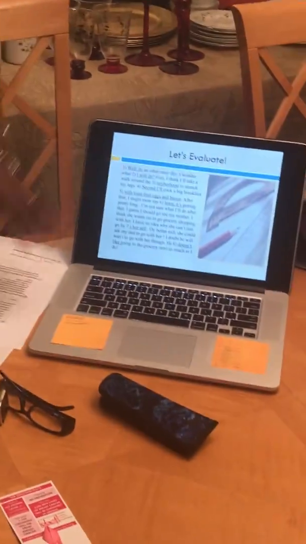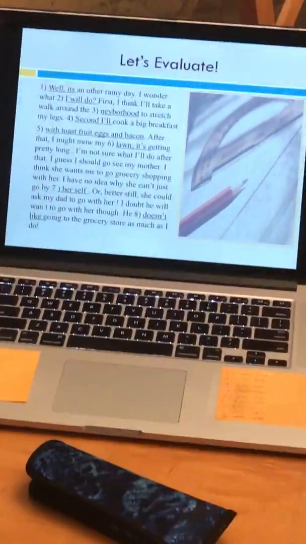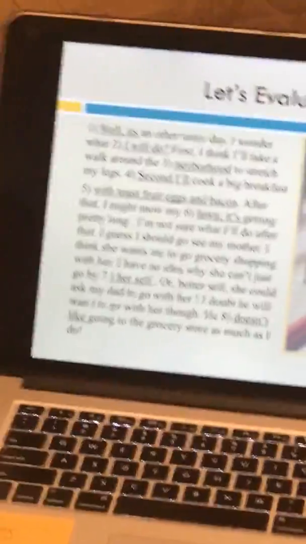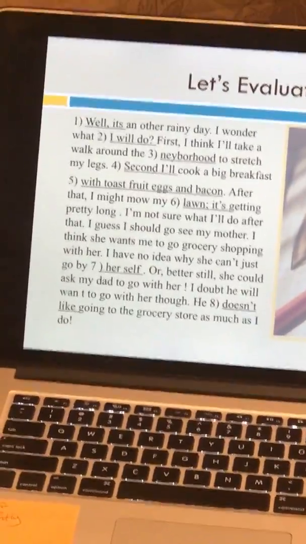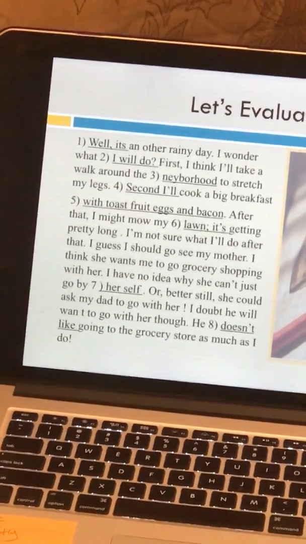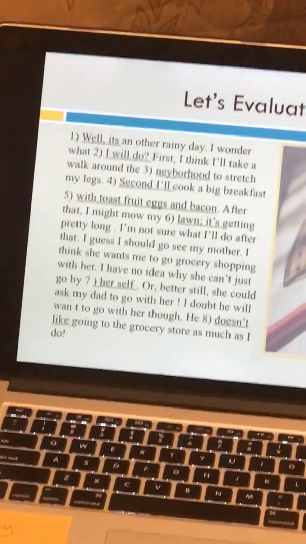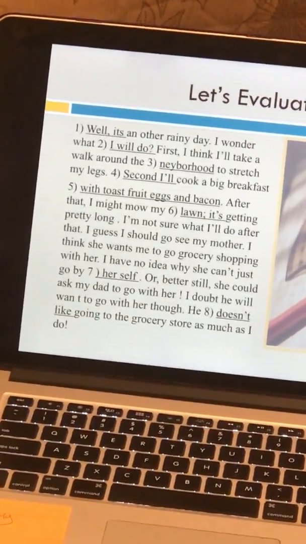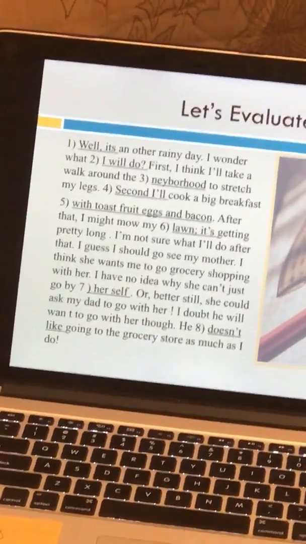So, now that we all know that, let's evaluate. Here's our paragraph again. We'd gotten as far as the eggs, toast, fruit, eggs. If we go down, we'll see that she says, right before number 7, I have no idea why she can't just go by herself. That is a problem because herself is one word.